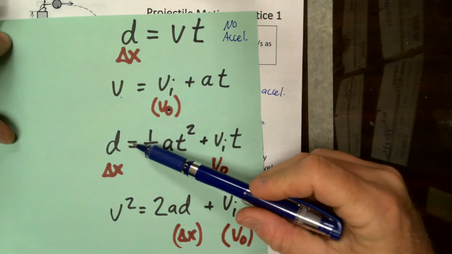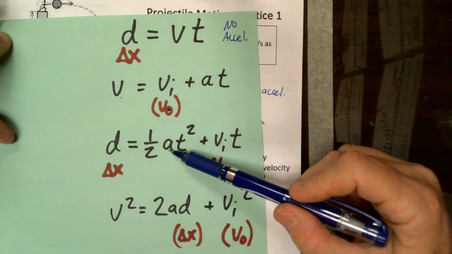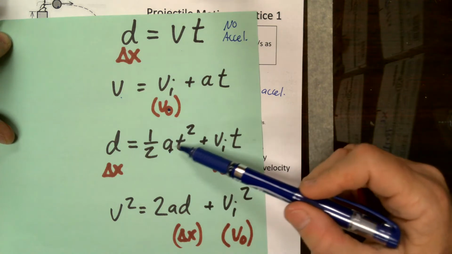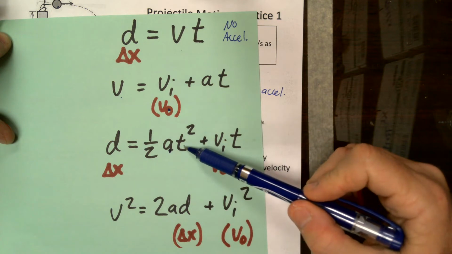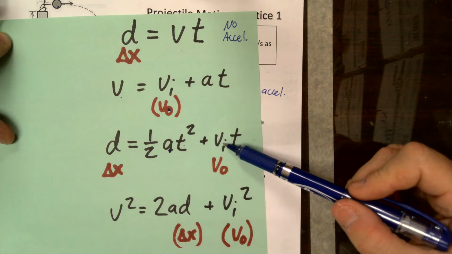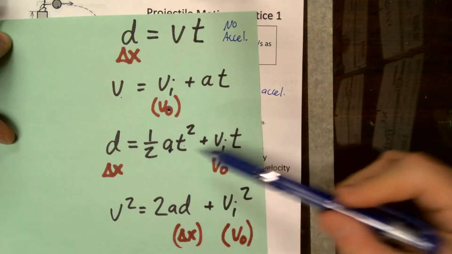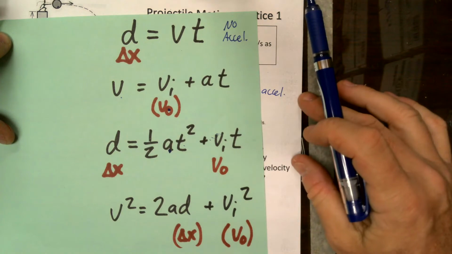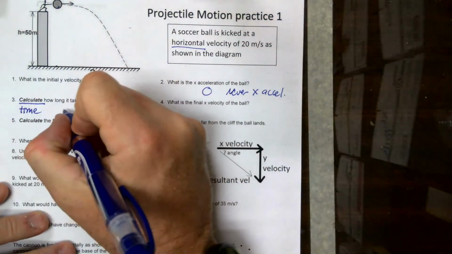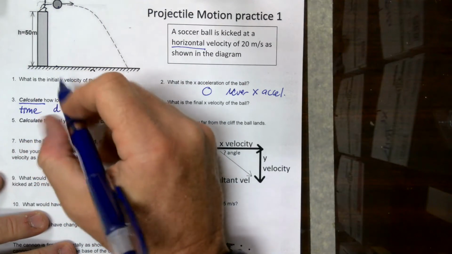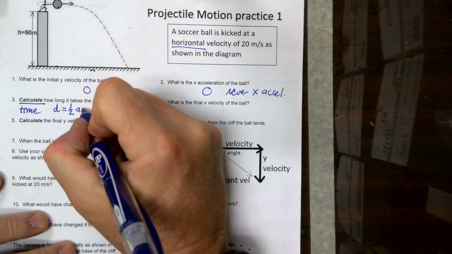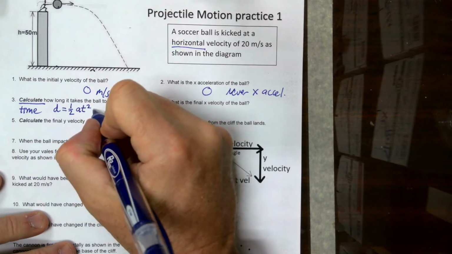My distance is 50. I know my acceleration caused by gravity is negative 9.81 meters per second squared. There's what I'm solving for. My initial y velocity is 0, which is going to make that whole term zero. So I'm liking this formula. I think it'll get me what I want to know, which is time. So I'm going to say d equals 1/2 a t squared.